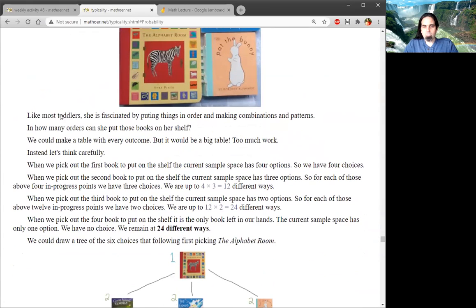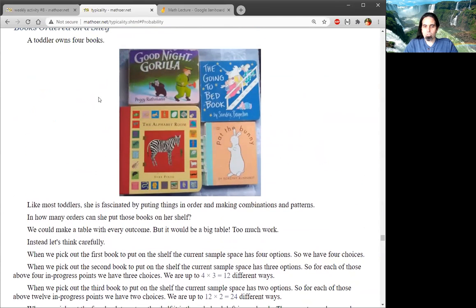Anyway, like most toddlers, she is fascinated by putting things in order and making combinations and patterns. So in how many orders could she put these 4 books on her shelf?